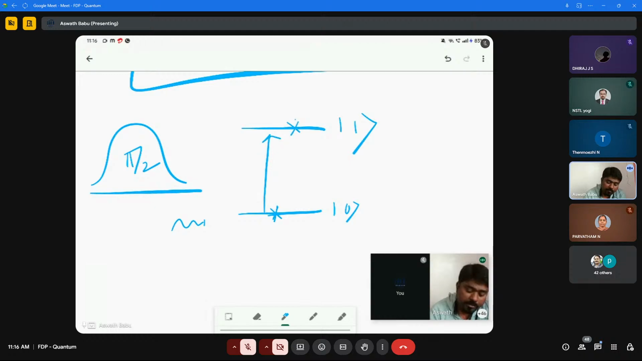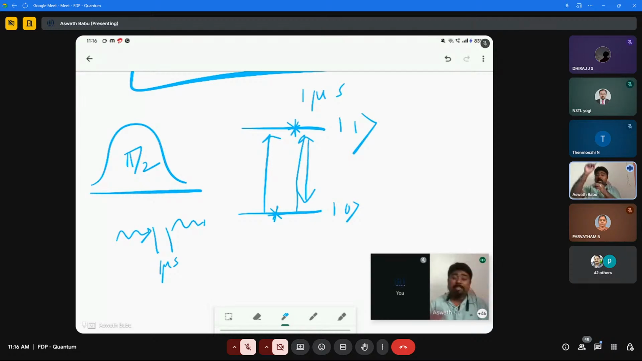The electron stays there for 1 microsecond. It can't stay there for 1 microsecond. After 1 microsecond, it comes back down. By the time it is coming down, I'll send another photon exactly 1 microsecond apart. That photon will push the electron again back to the excited state. By the time it comes down, I'll send another photon.